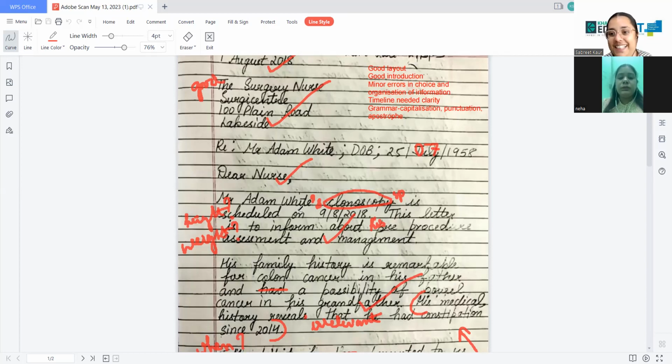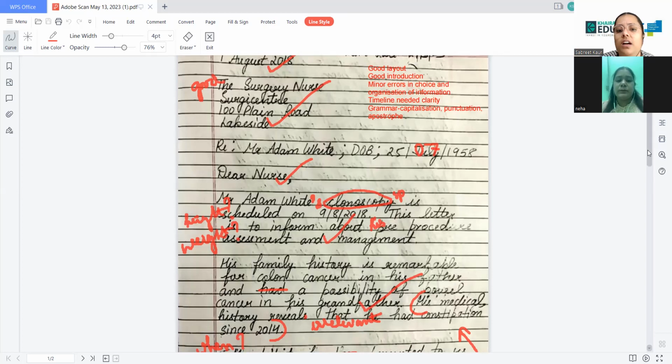Yeah, sorry, you were saying something. When height and weight are included in the introduction, either you can put it in the brackets: Mr. Adam White, bracket, height, colon this, weight, colon this. Or you could write, when you're writing about today's assessment, all the pathology tests were performed. There you can write his height is this and weight is this. Any which way. But it was a relevant piece of information.